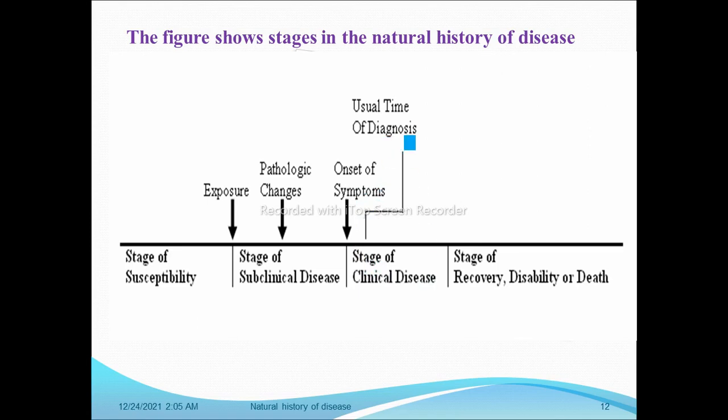In clinical disease, there are signs and symptoms. So this is the time for diagnosis, the time for identifying the disease, with onset of symptoms here. The other is the last stage of disability or death or recovery. So we have four stages: 1, 2, 3, 4. This is known as the natural history of disease.